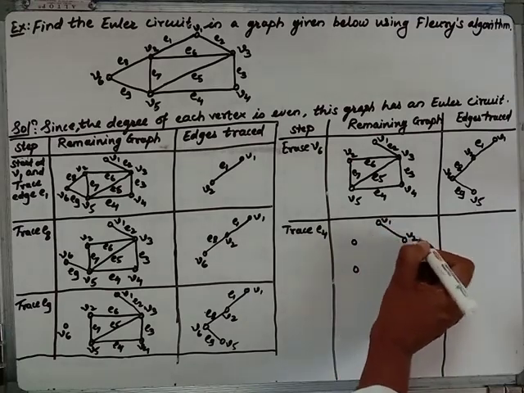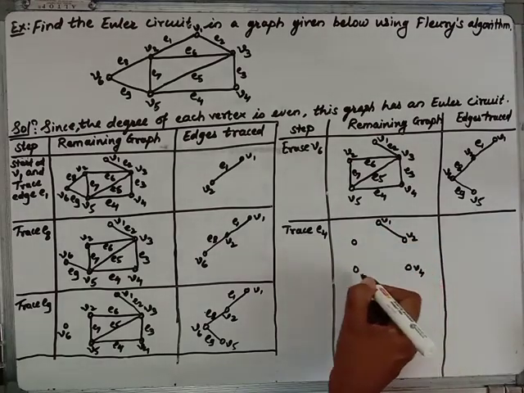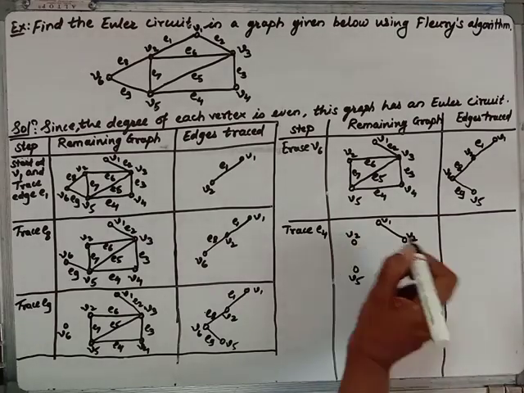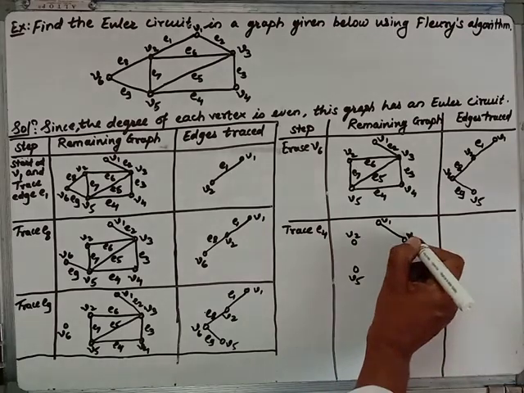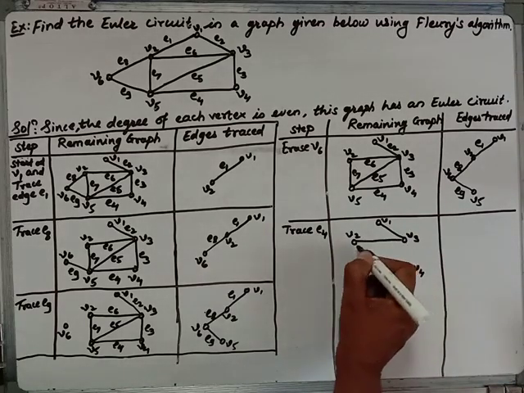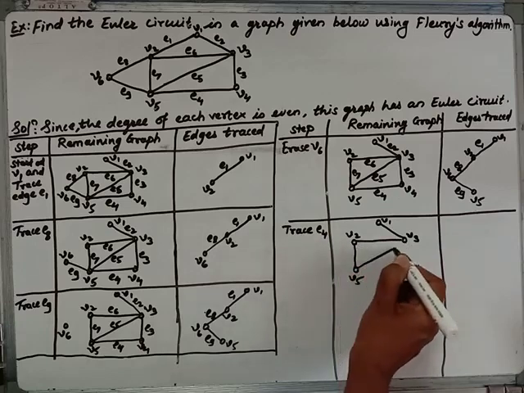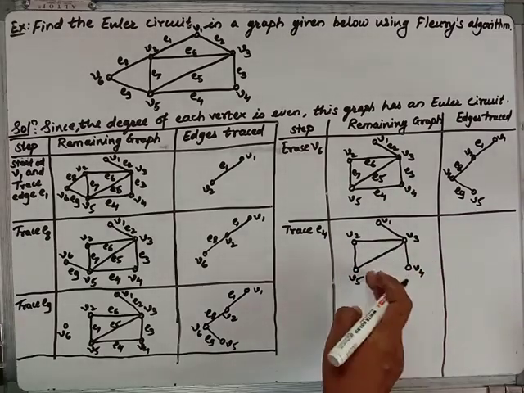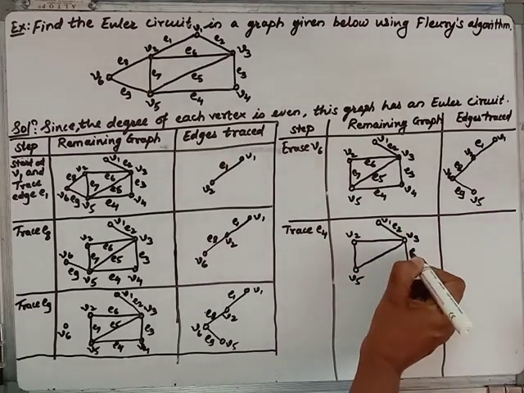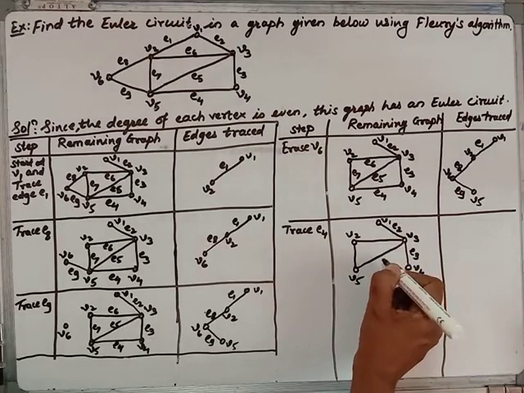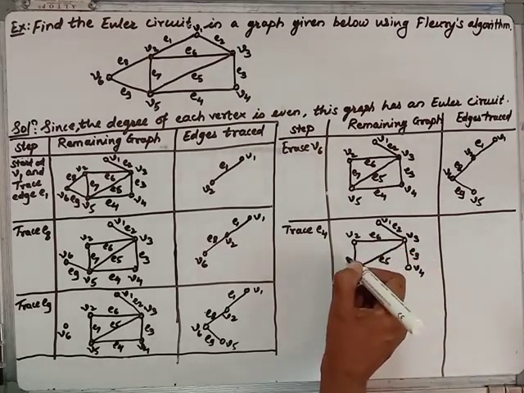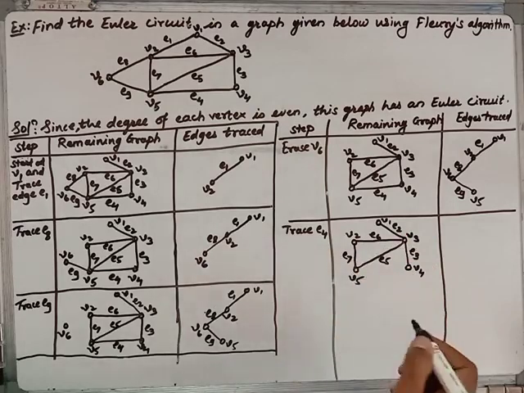V1, V2, V4, V5, V2. This is V3. So these edges are left there. E4 is not traced now. This is E2, this is E3, E5. We will eliminate that one from the original graph while tracing.